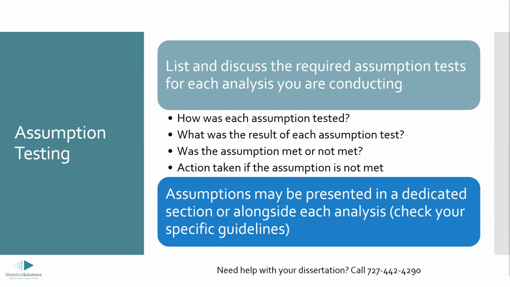And if the assumption is not met, you want to describe any action that you take. For instance, if the assumption of normality is violated, you'll want to say what you did in response to the violation of that assumption. Did you try to transform the variable to make it normally distributed? Or maybe you decided to conduct an alternative test, like a non-parametric test that doesn't require the normality assumption. So you just want to make sure that for each assumptions test, you state how you tested it, what the result of the assumption test was, and if the assumption was violated, what you did to account for the violation of that assumption.